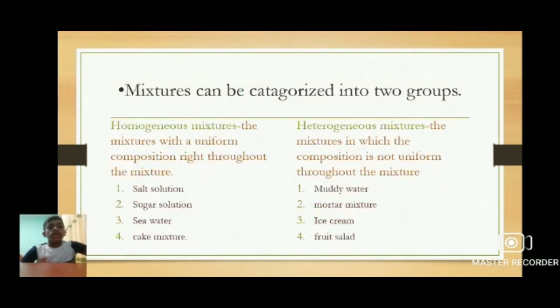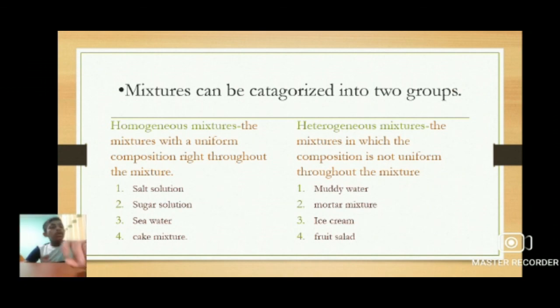Okay, now we identify the categories of mixtures. Mixtures can be categorized into two groups. What are these two groups? Homogeneous mixtures and heterogeneous mixtures. Firstly, let's identify what homogeneous mixtures are. Mixtures with a uniform composition right throughout the mixture are called homogeneous mixtures. Examples are salt solution, sugar solution, seawater, and cake mixture.